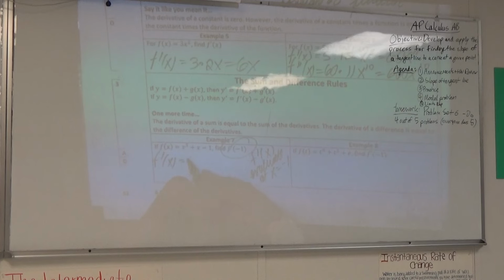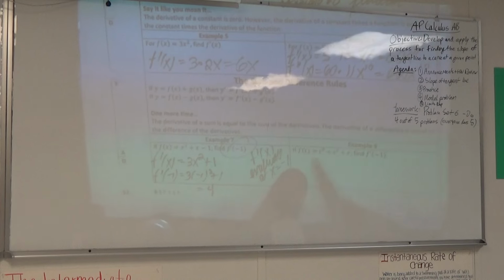Derivative of x cubed is what, 3x squared? Plus the derivative of x? 1. Minus the derivative of 1? 1's a constant. It is a constant all by itself, 0. So that's f prime of x. Now, next move, show me f prime of negative 1. 3 times negative 1 squared plus 1 is 4. Pretty good? Good.